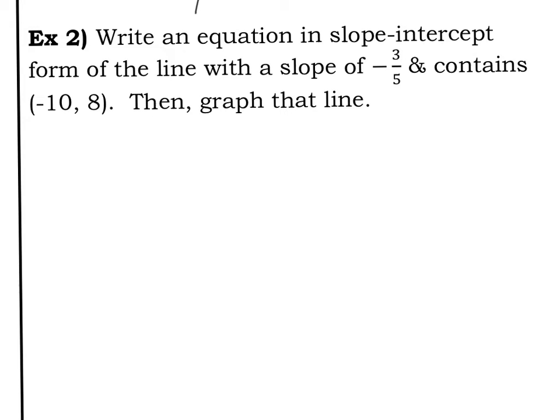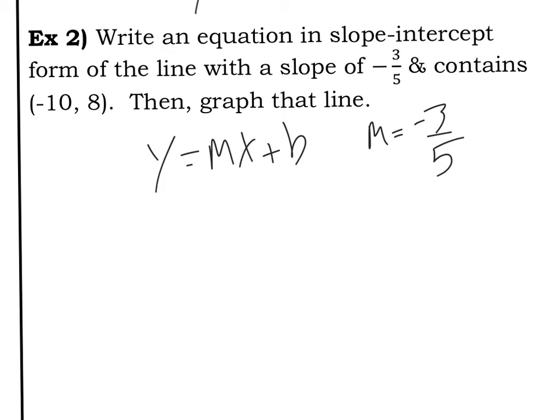So let's label everything I'm given. I know I have to write it in y equals mx plus b form, and I'm given my m, it's negative 3 over 5, and then the point that I'm given tells me my x and my y values. So y equals mx plus b is a formula with 4 letters, y, m, x, and b. And then the information I'm given, I know 3 of those 4 letters. I know m, I know x, and I know y. So the only thing I do not know is b. So I'm going to plug everything in and solve for b.